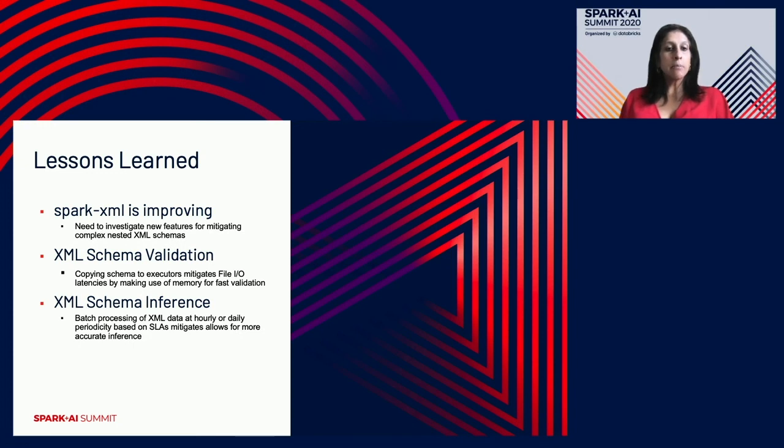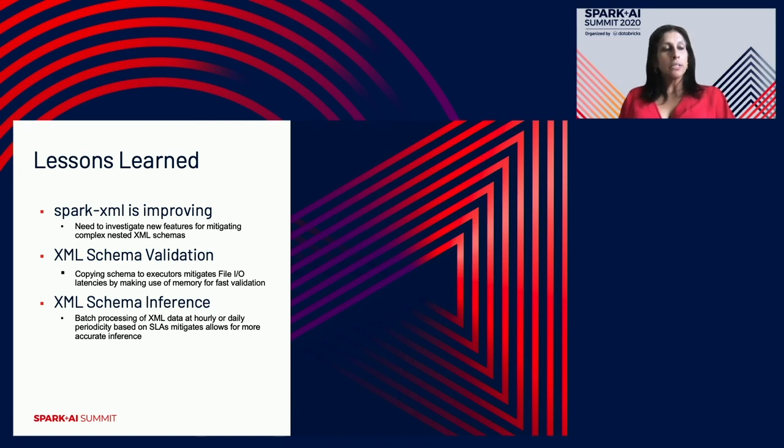Next is to do the schema validation. For every XML message that we were loading, we were bringing in the different schema files and the nested schema from storage, opening them, and then validating our data against them. So to mitigate any file IO latency, we took that schema and copied it out to each of the executors within the cluster. That allowed us to have the schema in memory cache, so that we could easily and very quickly validate against it. So we went from validating on the order of minutes to validating in just seconds.